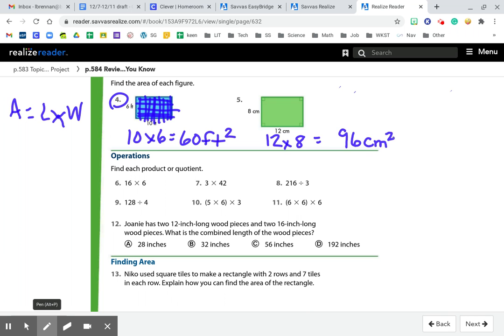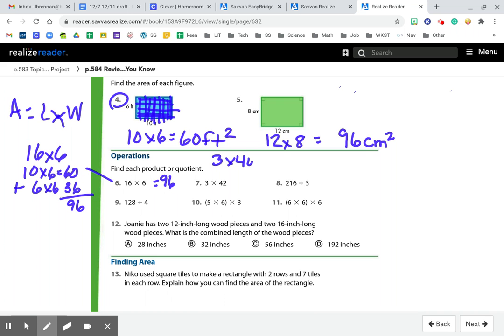Find each product or quotient. So here we're just going to multiply 16 times 6. And remember, if you're trying to do this in your head, 16 times 6 is like saying 10 times 6, which is 60, plus 6 times 6, which is 36. So 16 times 6 is 96. For number 7, 3 times 42, remember from our VIFs, it's like saying 3 times 40 is 120. 3 times 2 is 6. So combined, it's 126.